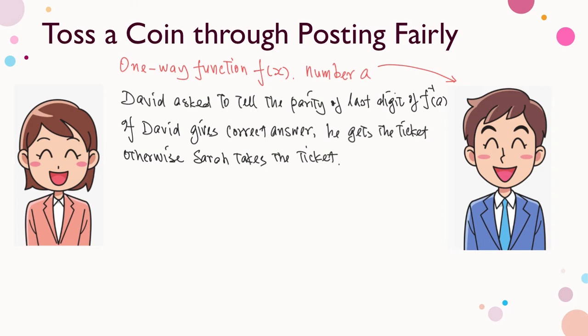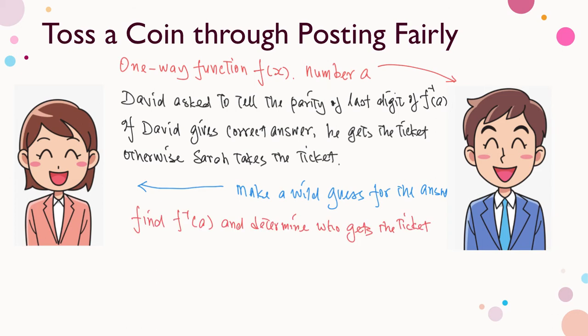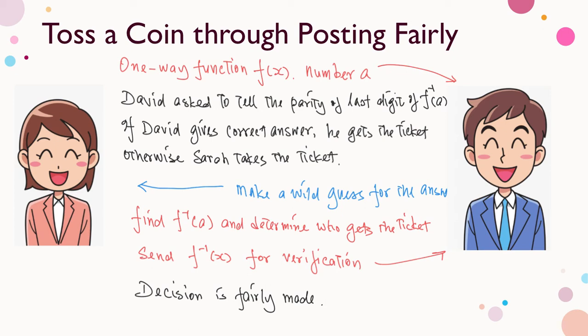Since f(x) is a one-way function, David is not able to find the inverse function. He can only make a wild guess, like tossing a coin, for the answer. David sends his answer to Sarah. As the function is defined by Sarah, she knows the inverse function. Therefore, she is able to find the last digit of f inverse of a and determine whether David's answer is correct or not. Sarah tells David who gets the ticket and also the inverse function so that he can verify the result. In this way, the decision is fairly made to both of them.